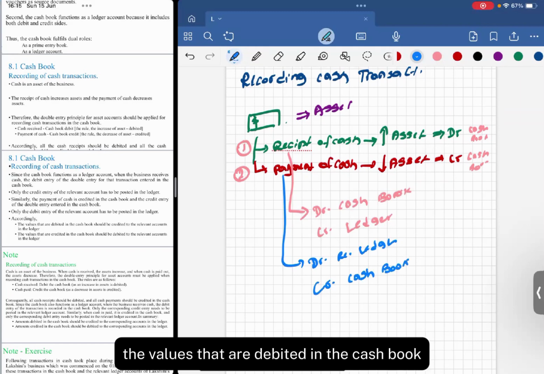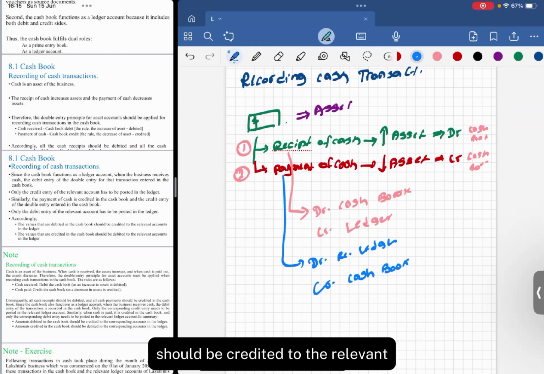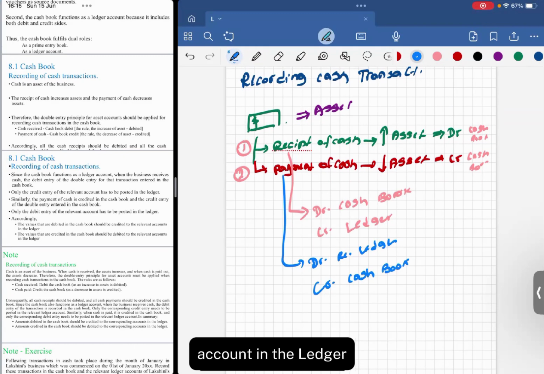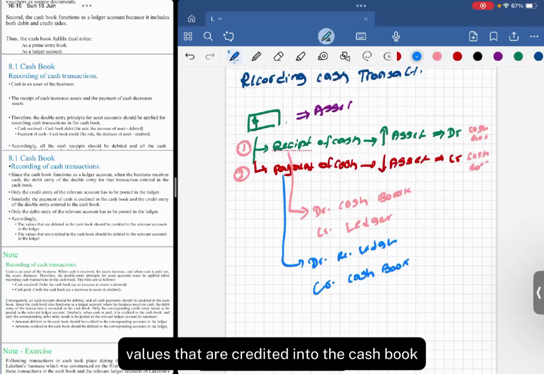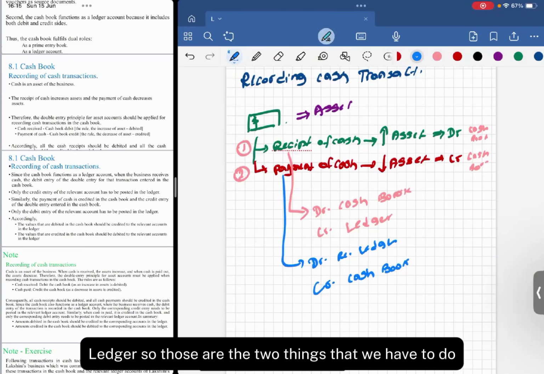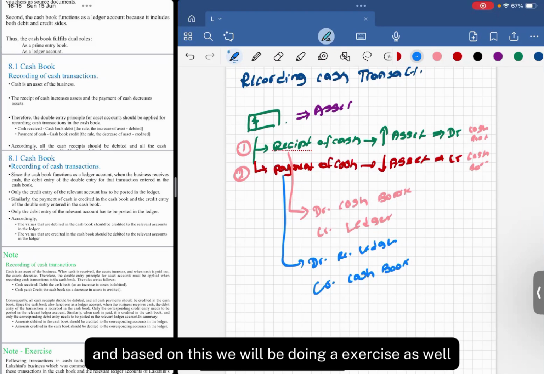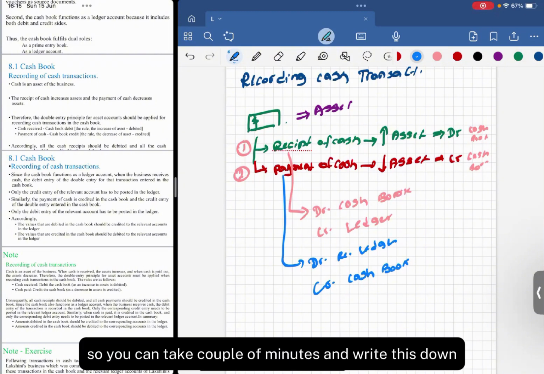So accordingly, the values that are debited in the cash book should be credited to the relevant account in the ledger. Values that are credited in the cash book should be debited to the relevant accounts in the ledger. Those are the two things that we have to do. Based on this, we will be doing an exercise as well. So you can take a couple of minutes and write this down.